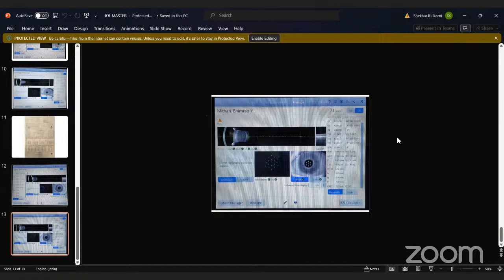Okay, now to summarize the IOL master. This is the most advanced technique which we have, and it uses multiple formulas according to the multiple lenses which we use. It's an optical biometer which measures the true length or axial length of the eye till the RPE, but it can measure also the difference.